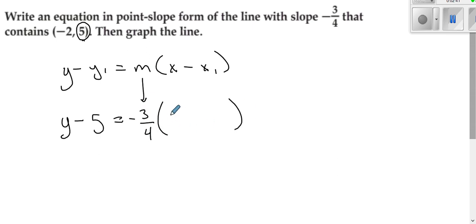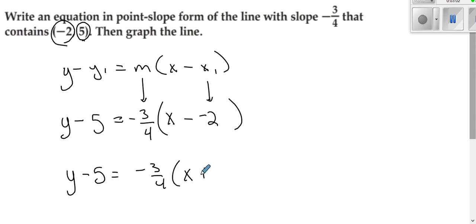I have parentheses, I have x, I've got minus, and then after this minus right here is where the x1, that's this negative 2. Now notice the minus is already in the form, so whatever number I put has to include its sign, negative 2. So the way that you'd write the finalized version of this, y minus 5 equals negative 3/4 times x plus 2. A minus and negative is plus. And so that's how you write this equation.